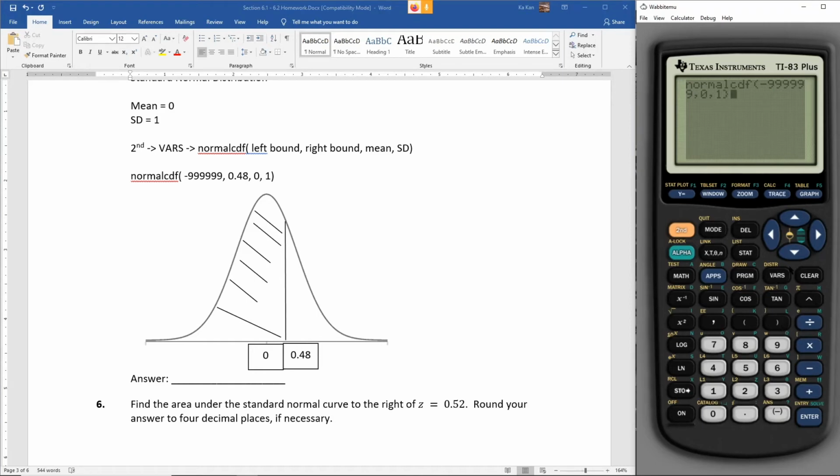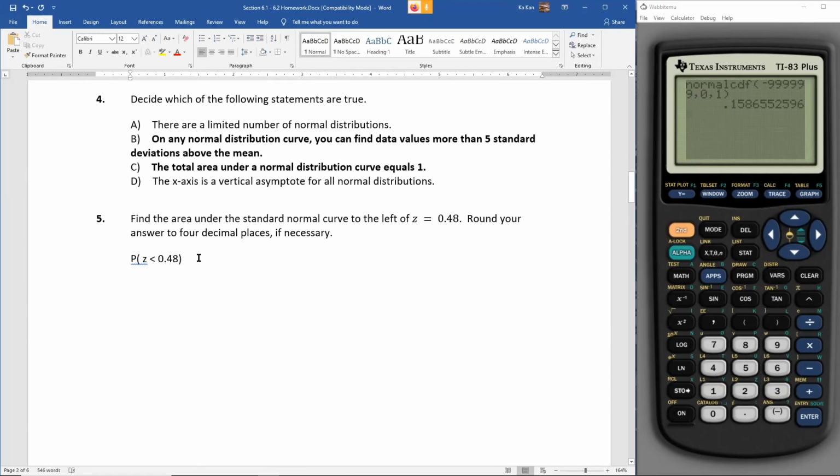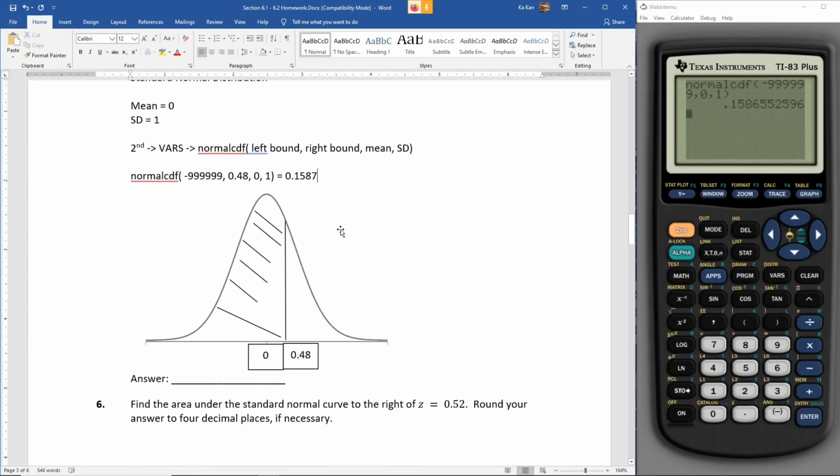And enter. Oh, wait a minute. That should be a negative, my bad. I'll put a minus instead of negative. So there you go. The answer to this question is 0.1587. You round to 4 decimal places. How many places do you want? Yep, 4 decimal places. So that's the answer.